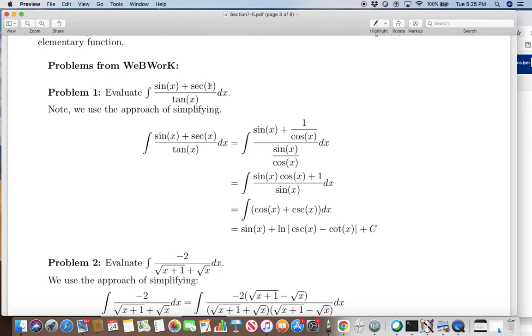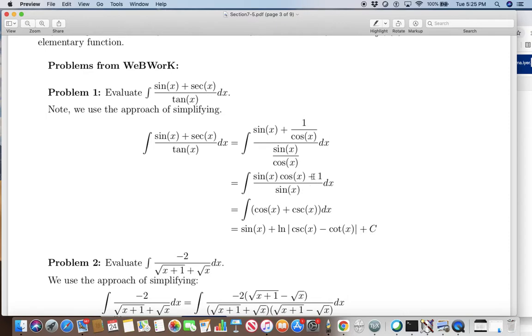Integral of (sin x plus secant x) over tan x. This is a trigonometric one, so let's try simplifying first. Secant x is 1 over cosine. Tan is sine over cosine. The common denominator upstairs is cosine, so sin x cosine plus 1 over cosine, over sine over cosine. Both the denominators cancel, and you are left with this.